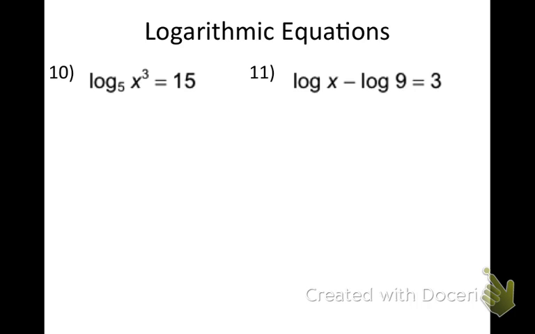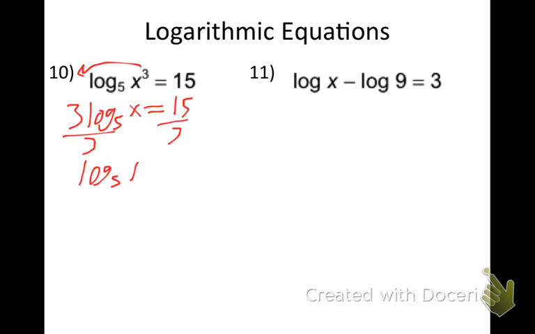Take a couple seconds, try these two on your own real fast. Alright, so let's walk through number 10. Phil, what was the first thing you did? I took the 3 over. Great. So you had 3 log base 5x equals 15. What did you do next then, Phil? Divided both by 3. So you had log base 5x equals 5.